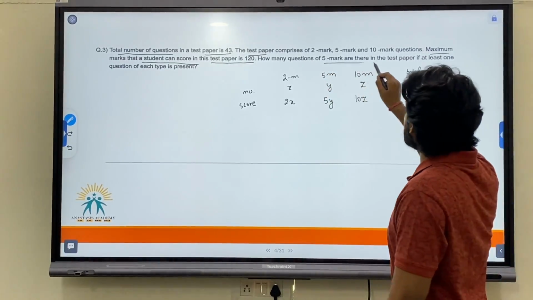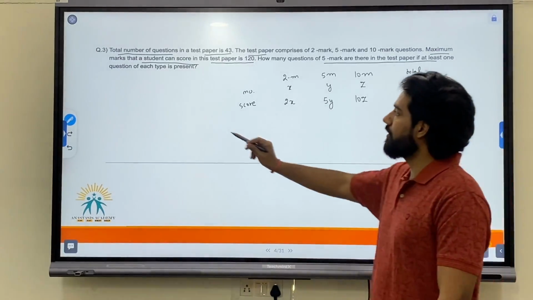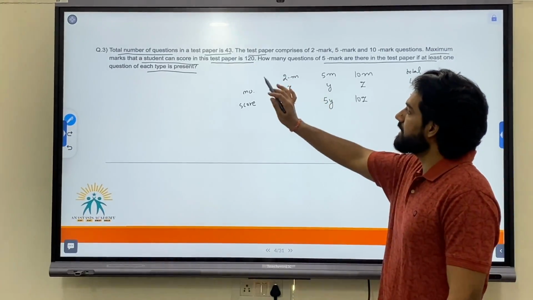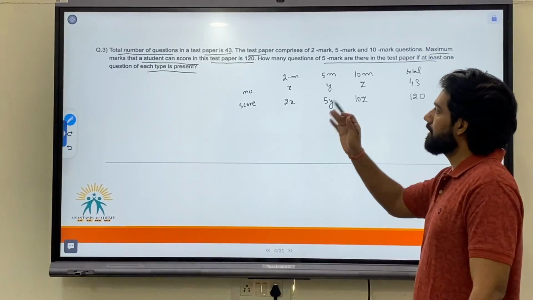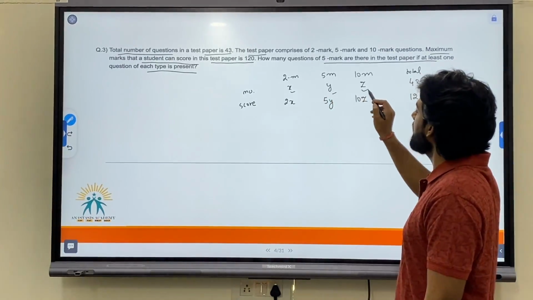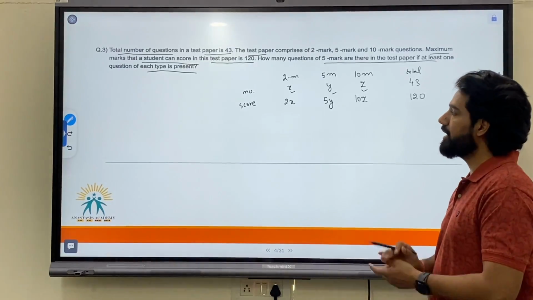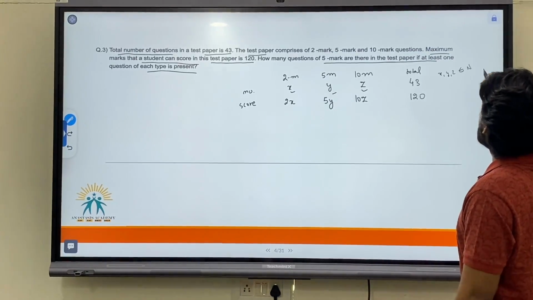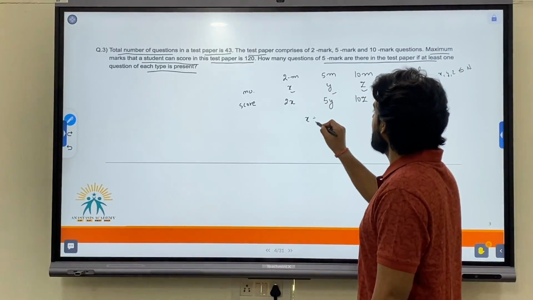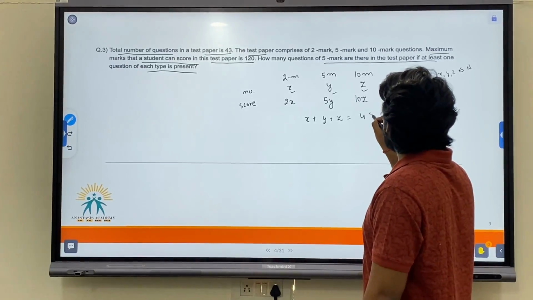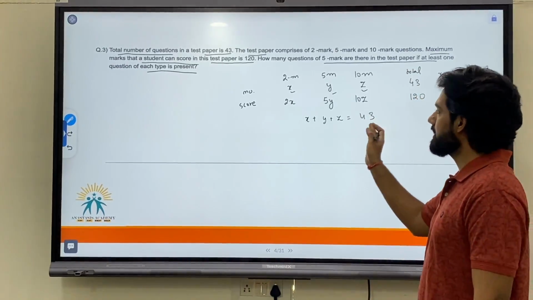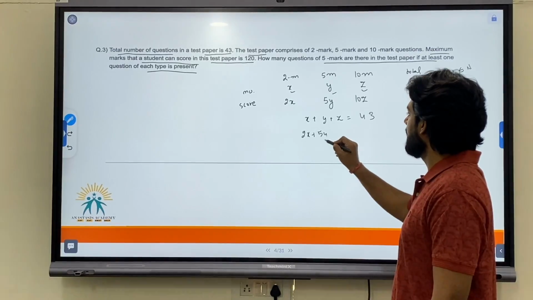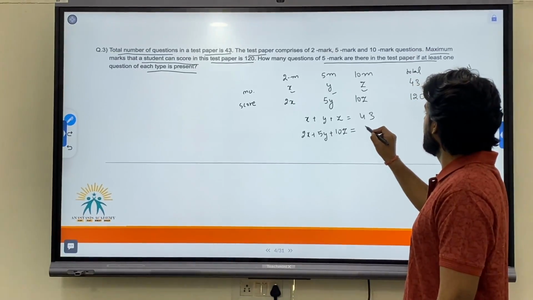Now, how many questions of 5 marks are there in the test paper? What is given is that at least one question of each type is present in the paper, so x, y and z cannot take the value 0. It has to be at least 1. So from here I can say x, y, z belong to natural numbers, and the relation given is x plus y plus z is 43, the sum of all the questions in the test paper, and the maximum score can be 2x plus 5y plus 10z equal to 120 only.